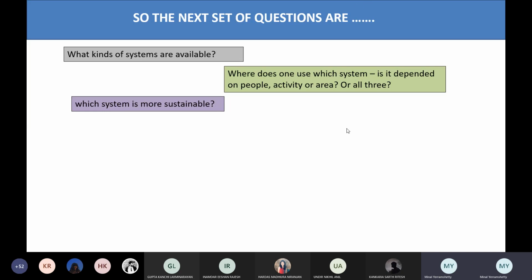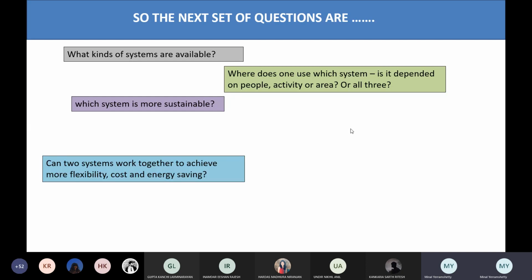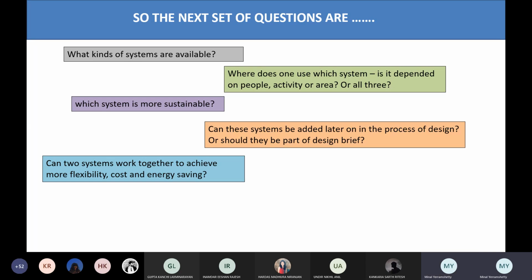Which system is more sustainable? That we will study later, what happens in what system. Can these systems be added later in the process of design, or should they be a part of the design brief? It is something very logical, right? I mean, this should be a question best left unsaid, because you know what to do.